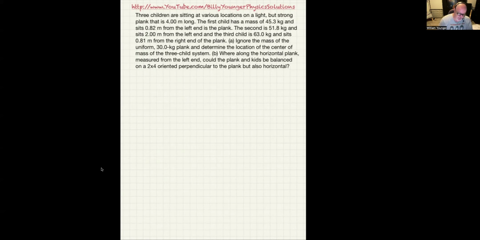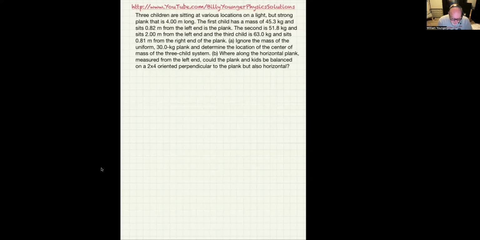Here's the problem: three children are sitting at various locations on a light but strong plank that is 4 meters long. The first child has a mass of 45.3 kilograms and sits 0.82 meters from the left end of the plank. The second is 51.8 kilograms and sits 2.00 meters from the left end. And the third is 63.0 kilograms and sits 0.81 meters from the right end of the plank.